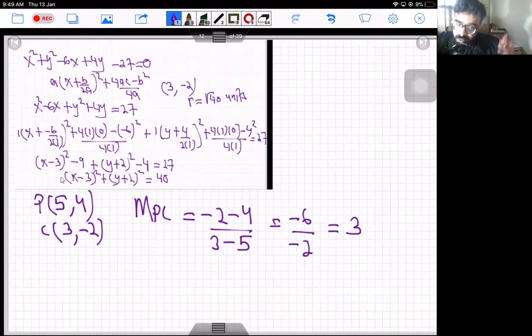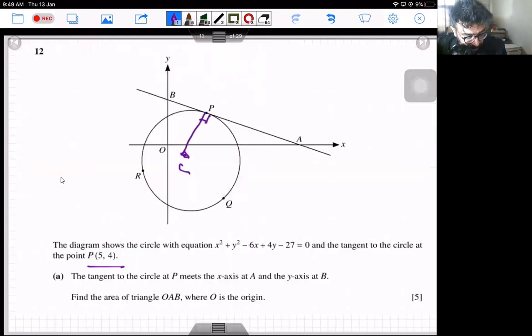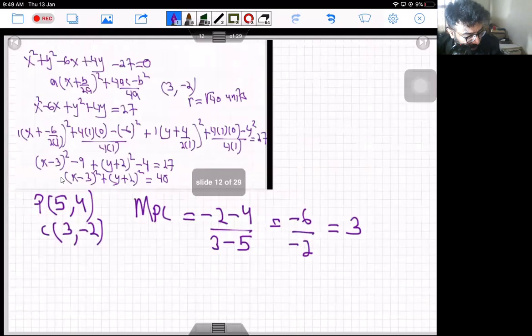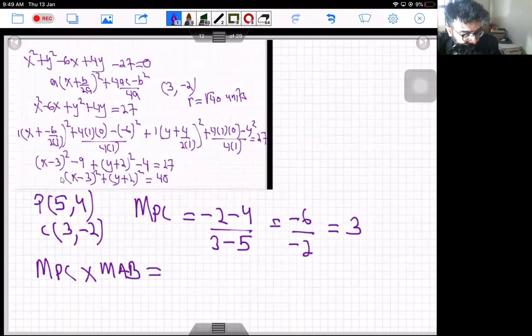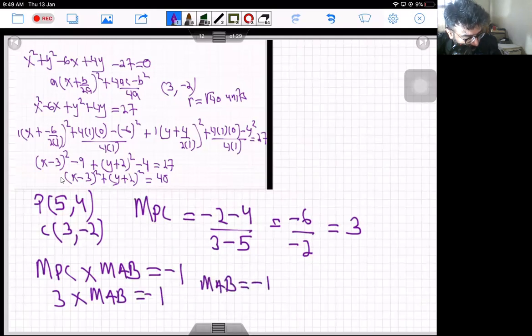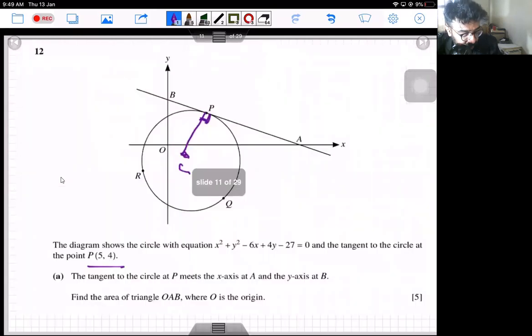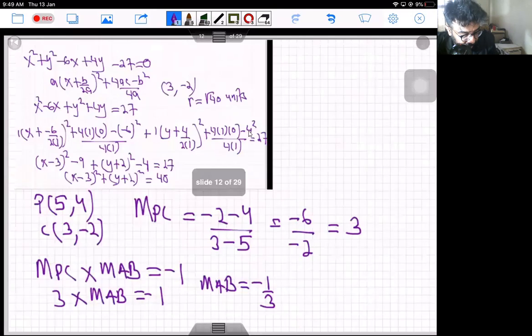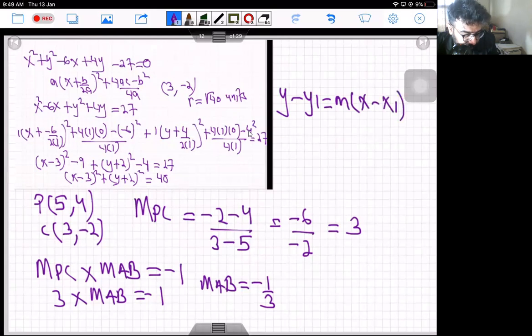So now, since we know that PC is perpendicular to this line AB, we can say that gradient of PC multiplied by gradient of AB equals −1. So 3 times the gradient of AB is equal to −1. Therefore, the gradient of AB is equal to −1/3. So this coordinate P, which is (5, 4), satisfies the equation of the circle as well as the equation of the tangent. So y − y1 = m(x − x1). I'm going to use this coordinate P, (5, 4).